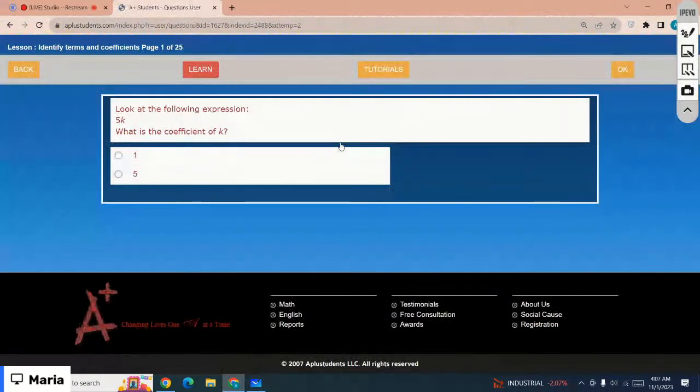Look at the following expression. What is the coefficient of k? Which is the correct option? The coefficient is the number that is multiplied with the variable, so the coefficient of k is 5. The correct option is 5. Got it?